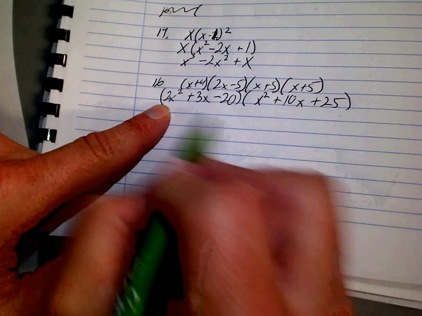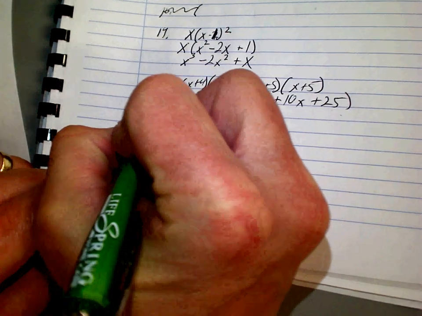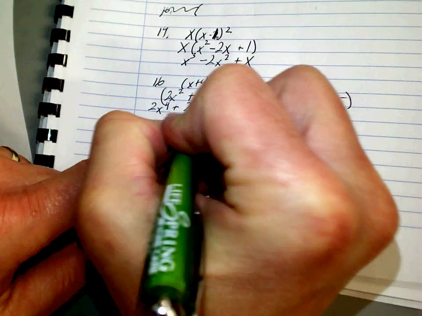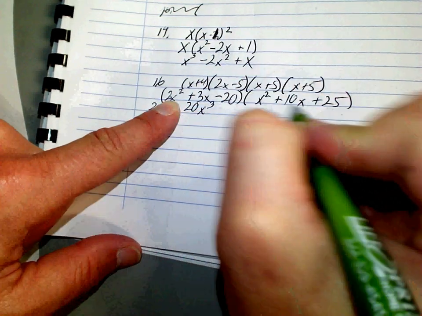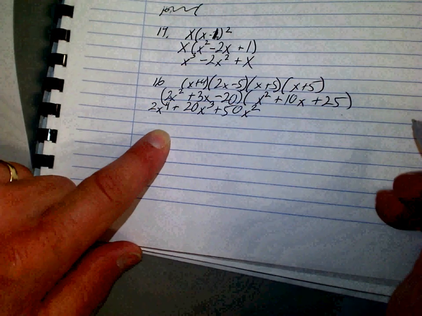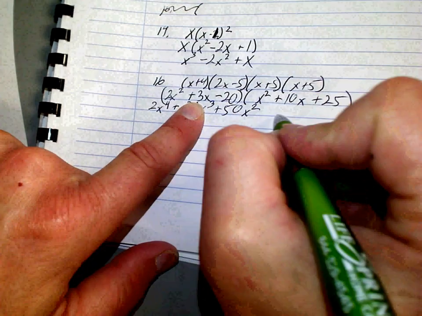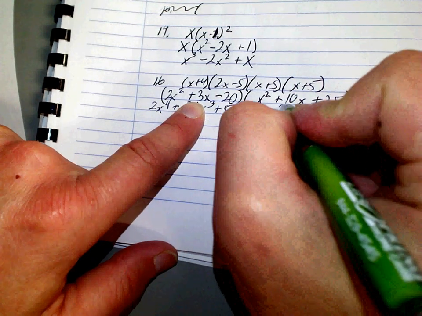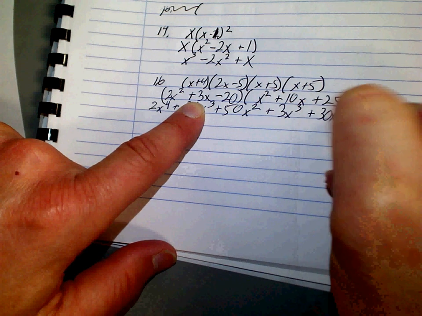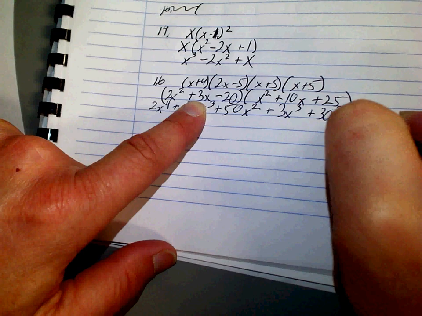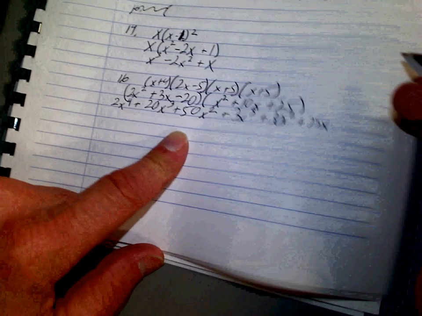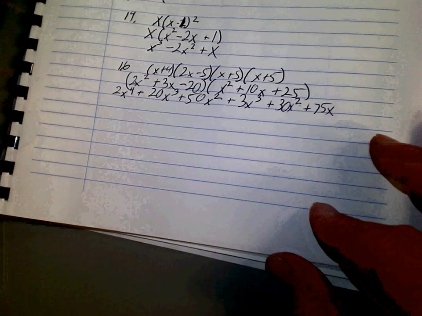First term times all three would be 2x to the fourth plus 20x to the third plus 50x squared. There we go, we got three of them. Now let's go to the next one: plus 3x to the third plus 30x squared plus 75x. Now we got the last one. I'm about to run out of room, guys. Scoot over, computer.